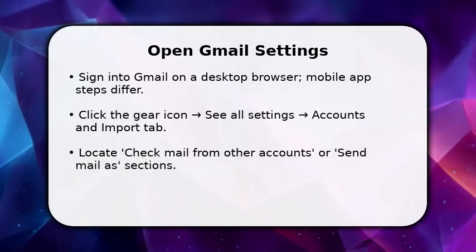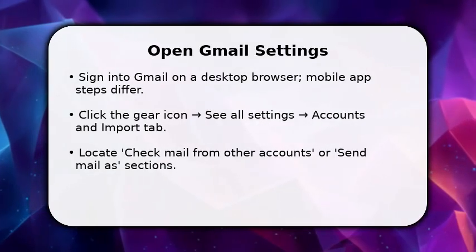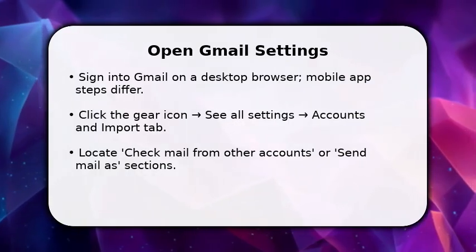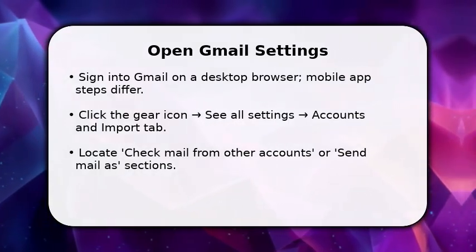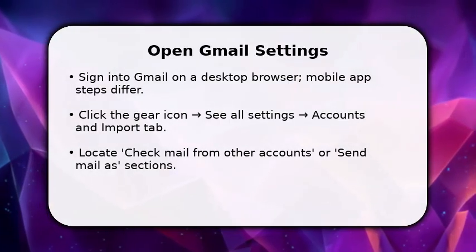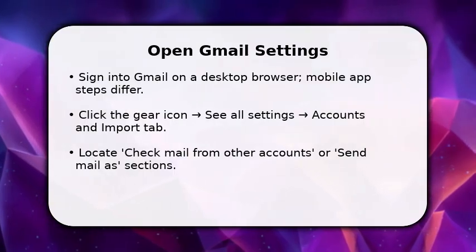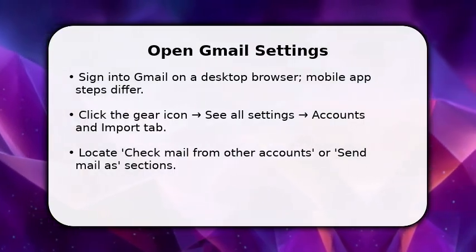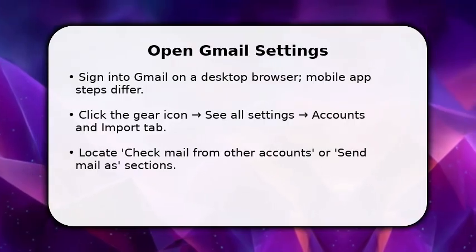You're signed in and ready. Open Gmail in a desktop browser now. Click the gear icon at top right and choose See All Settings. Once the settings page loads, go to the Accounts and Import tab. That's where Gmail manages connected accounts like POP/IMAP or linked Send As profiles.